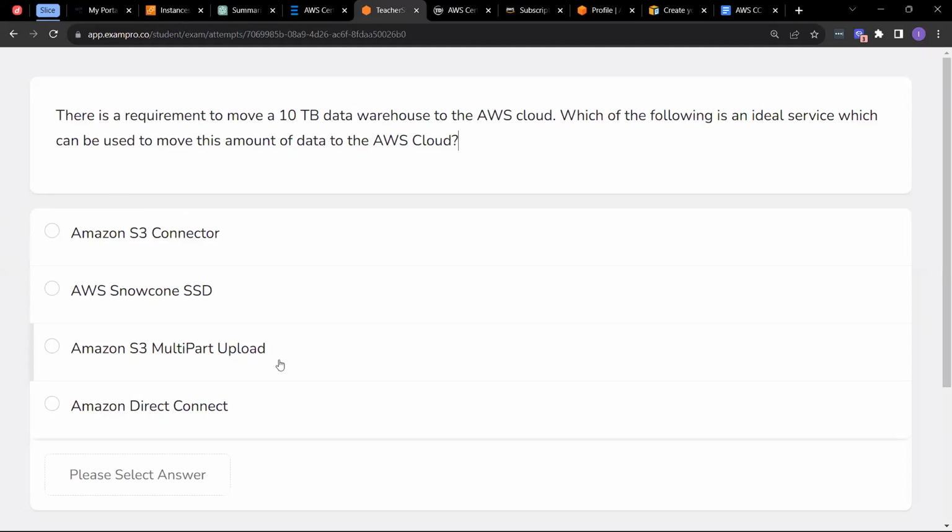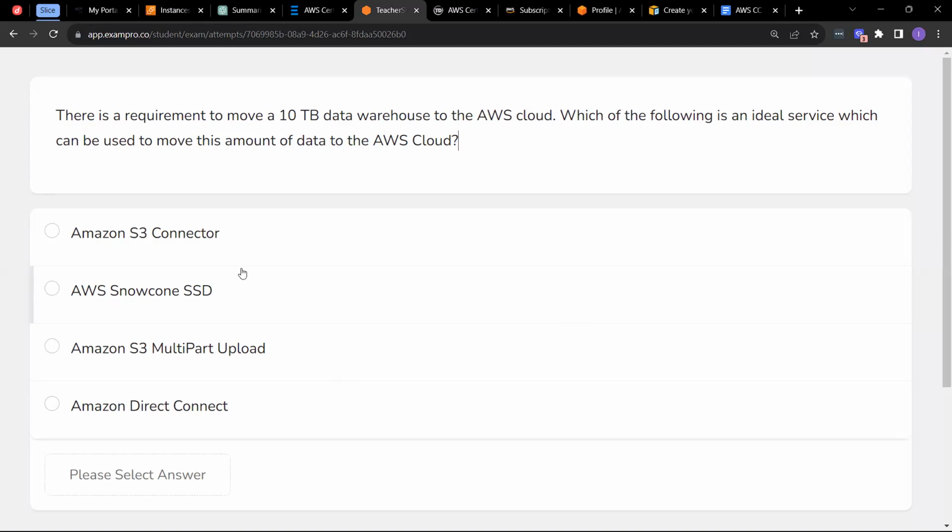But yes, Mordecai gave a clue. Once it has snow inside there, exactly. So once there's snow inside there, yes. They give you Snowman as a distractor. You go and select Snowman. What would be the Snow Cone SSD? Yeah, that's what I'm coming to explain. Thank you. All right.